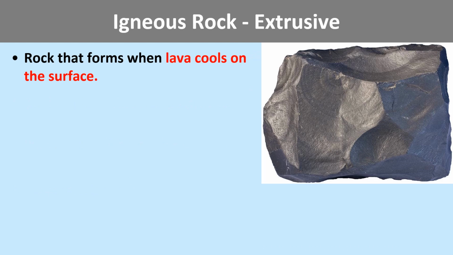The other example is known as extrusive. Extrusive rocks are basically rocks that form when lava cools down. So this is outside. This is the one directly related to volcanic activity.